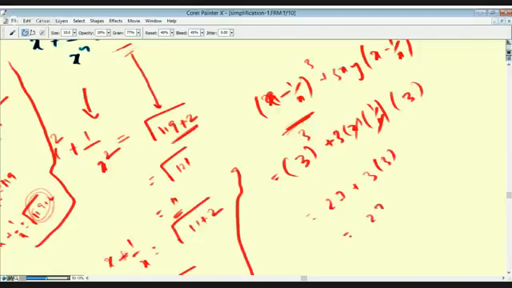So try to do this as homework. 27 plus 9. This is homework for you. Do as homework.